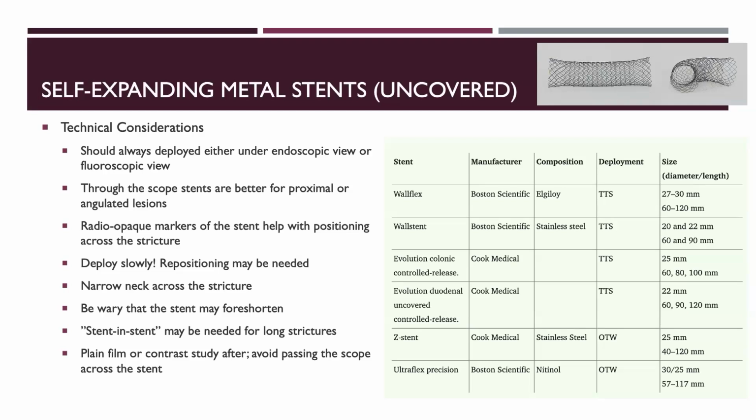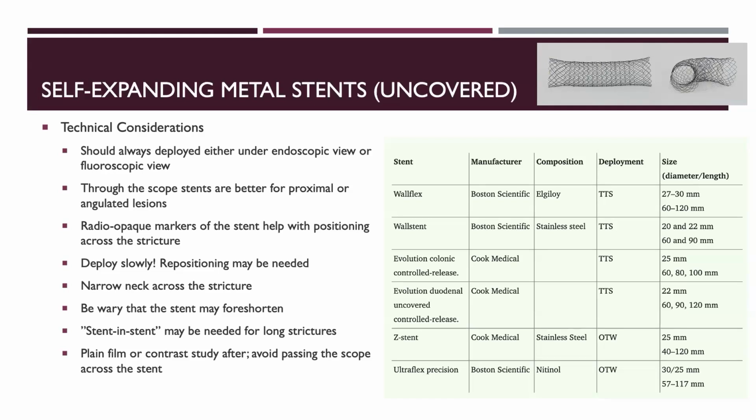You want the narrow neck to be across the stricture. So your stricture ideally should be at the 50% mark across the stent. And then be wary that stents foreshorten. So you're using the catheter and you're pulling back the stent, but as you deploy that distal flange, it may jump back at you.